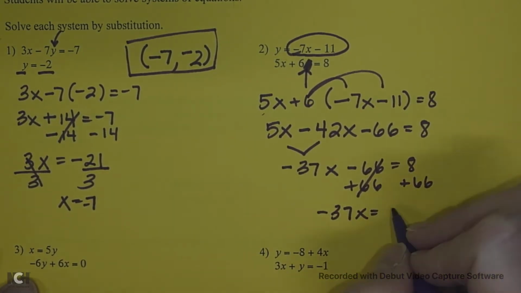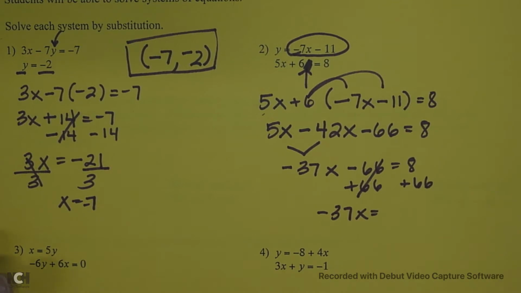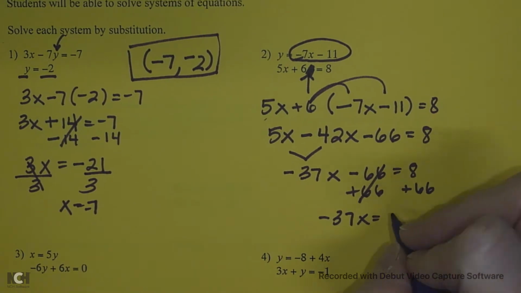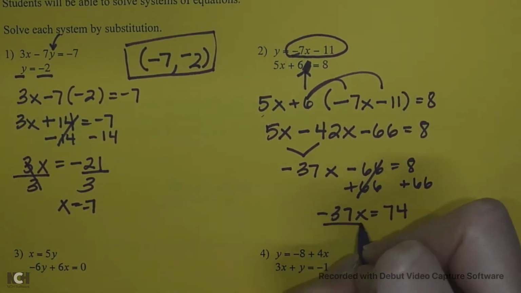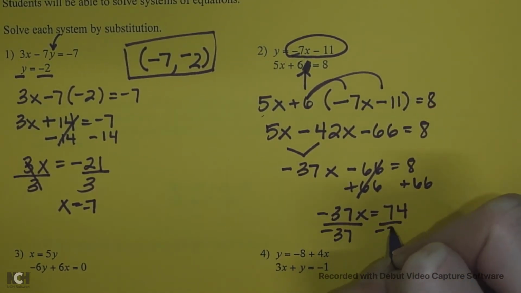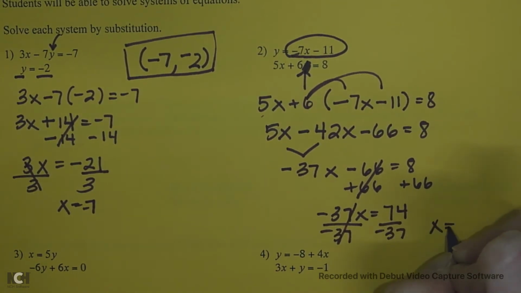-37x equals 70. Sorry, was not prepared. 8 and 66 is 74. Then we divide each side by -37, and x is equal to -2.